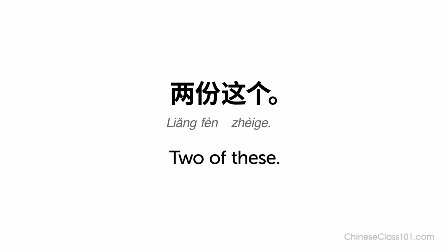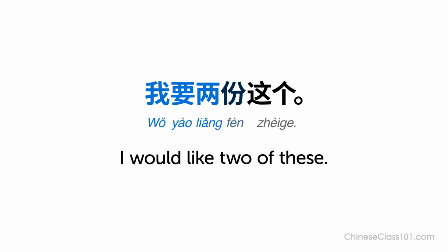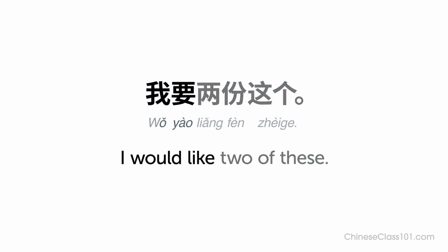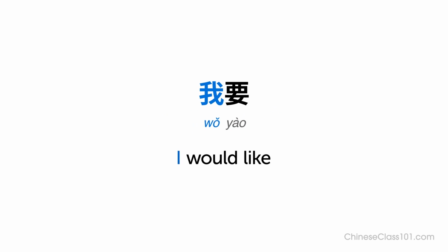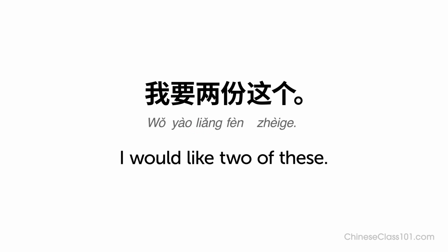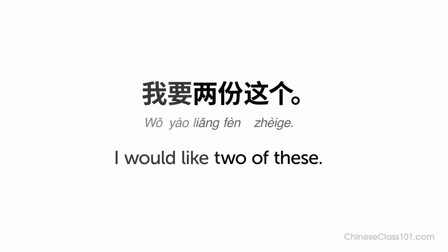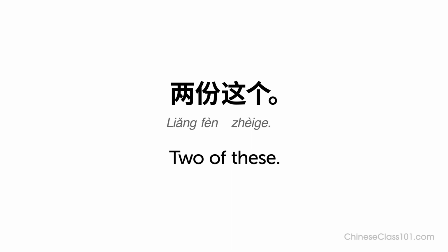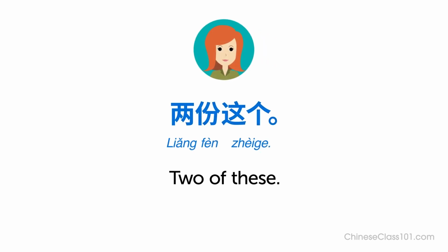Note, this pattern is the shortened form of 我要两份这个. I would like two of these. 我 means I. After that is 要, would like in this context. The speaker omits 我要, as it is understood from the conversation. 两份这个.